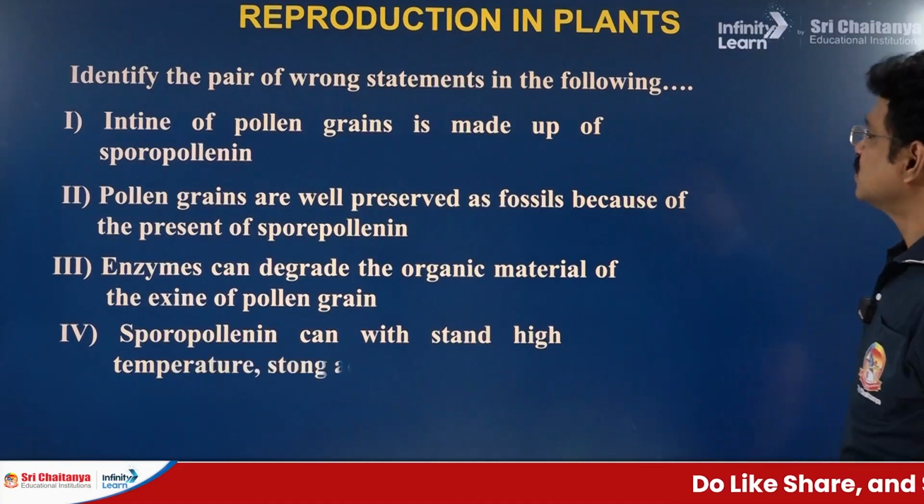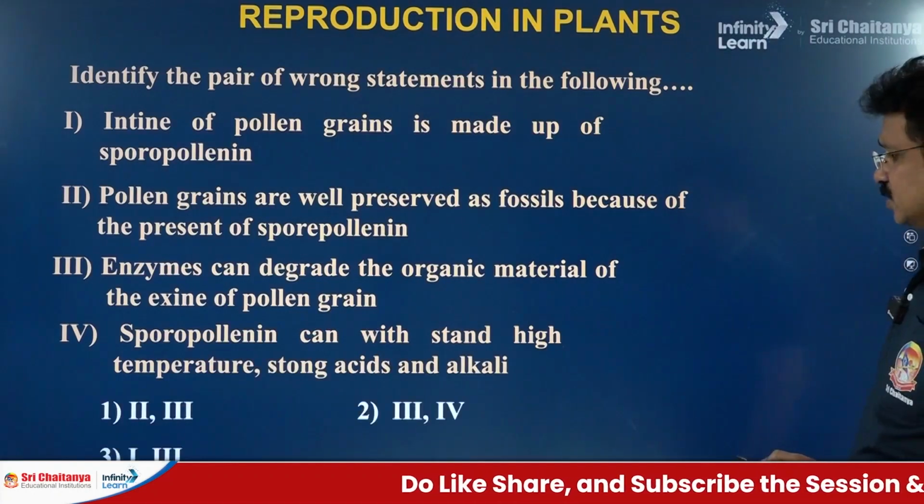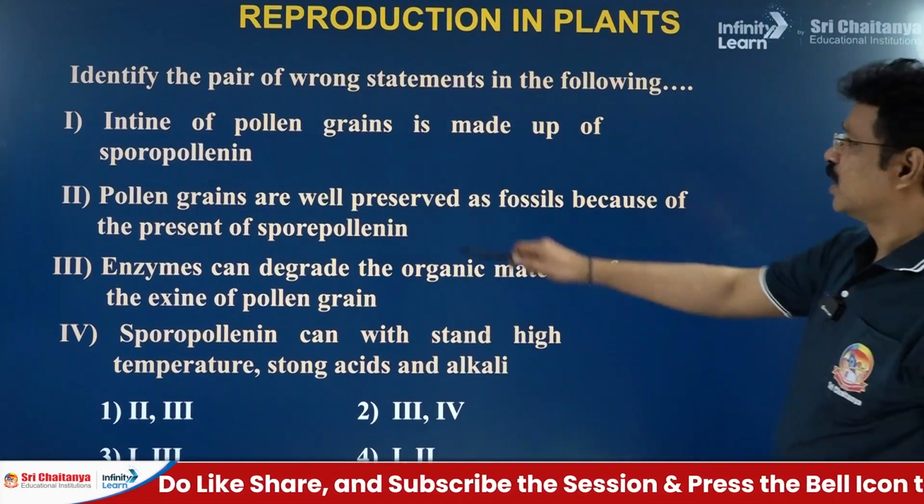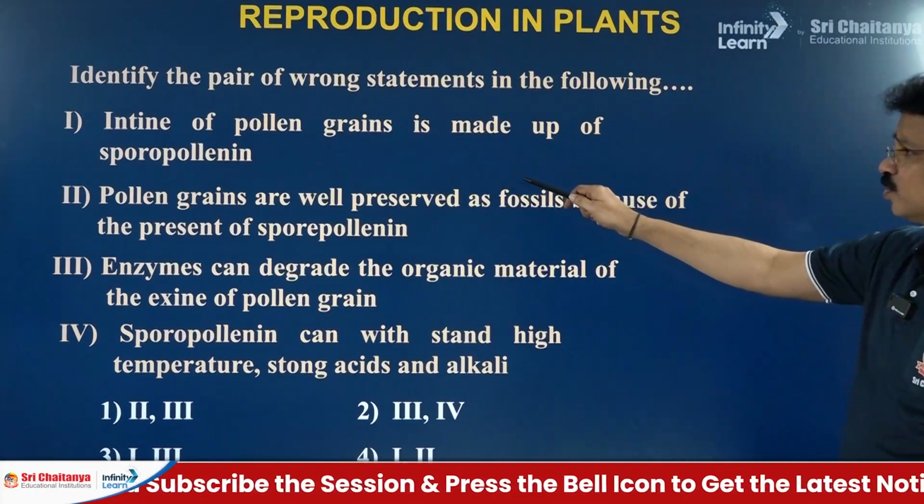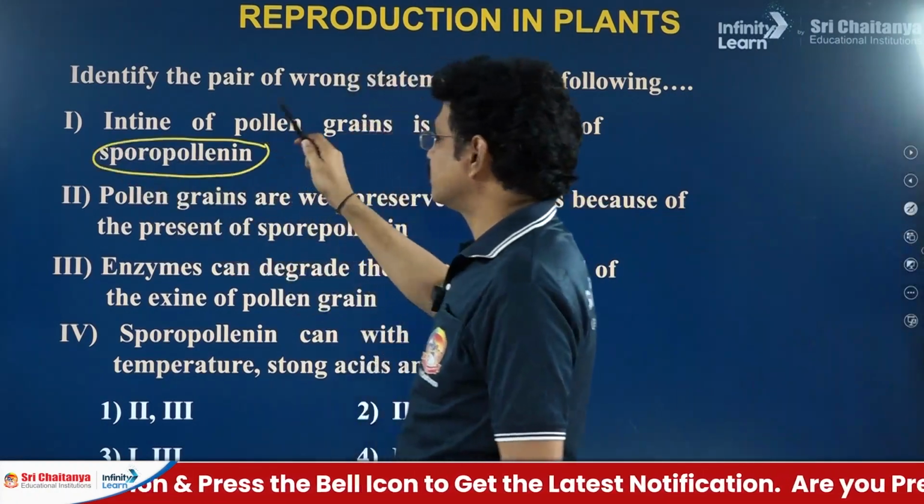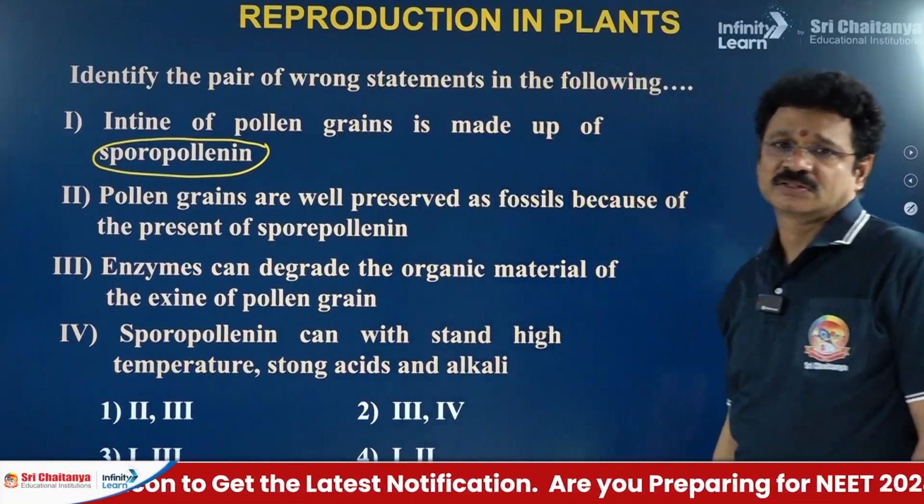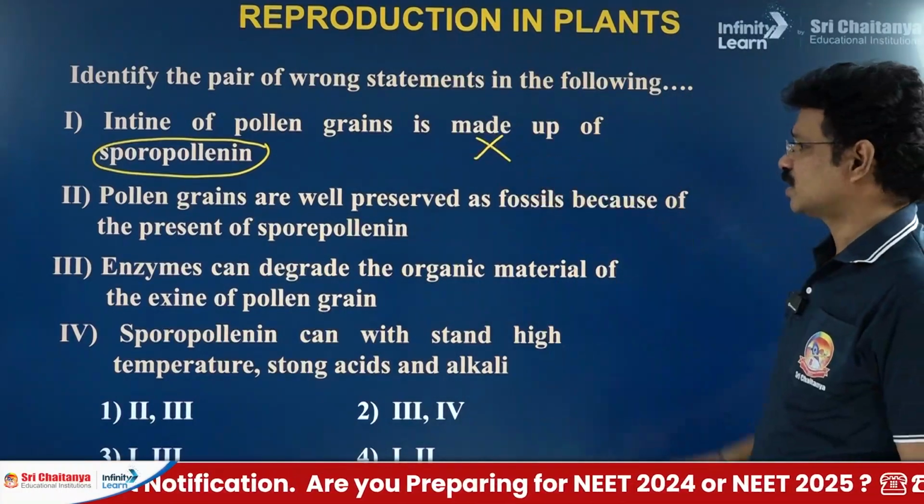Identify the wrong statements from the following. Read the statements one after another. Intine of the pollen grain is made up of sporopollenin. Intine is made up of pectocellulose, not sporopollenin. That's why statement 1 is wrong.